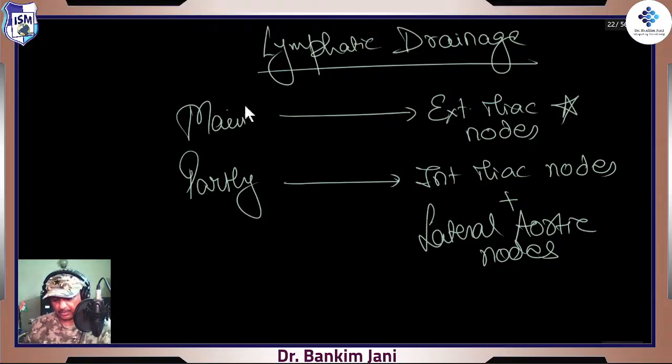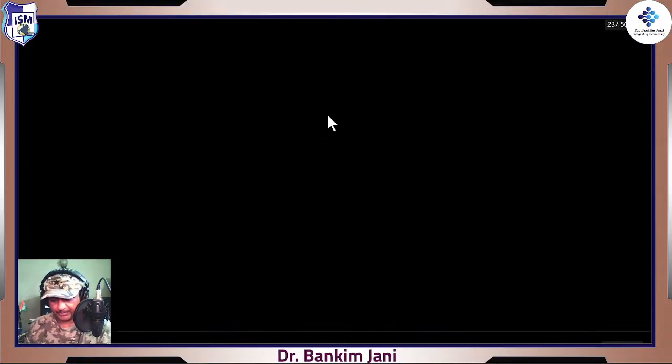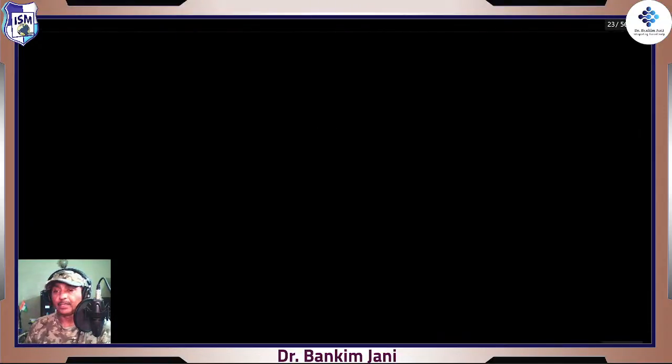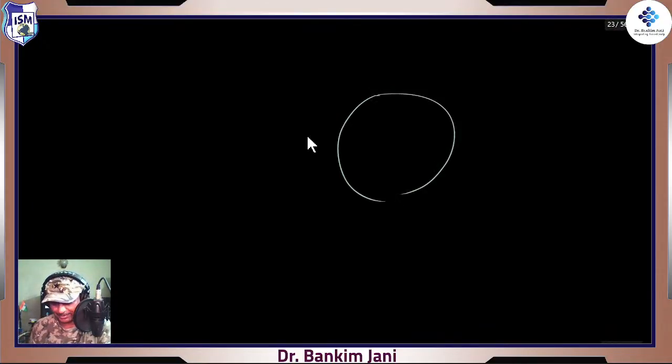Okay. Now for the nerve supply. Before we really start the nerve supply, I would like to draw one very simple figure, because learning this is important even from the physiology point of view, even from the medicine point of view. So let's say this is a urinary bladder drawn very crudely, and that's the urethra.